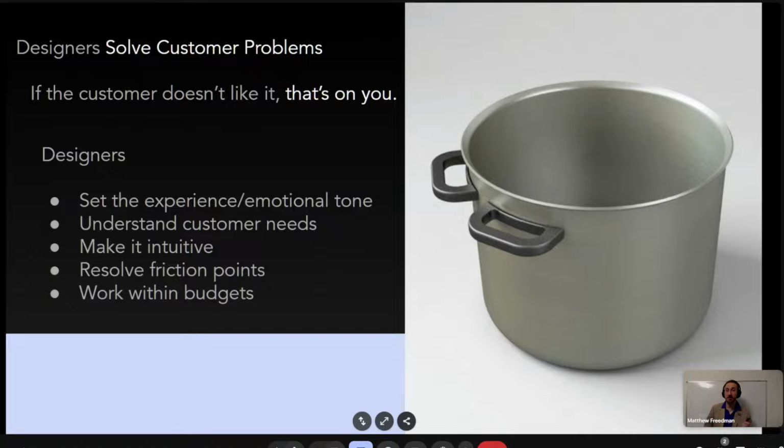All right, so that's why I can now quickly go over this poorly designed pot here from those different lenses. First, setting the experience and emotional tone. A pot's not supposed to have a particularly strong emotional tone. That is the emotional design of the product.